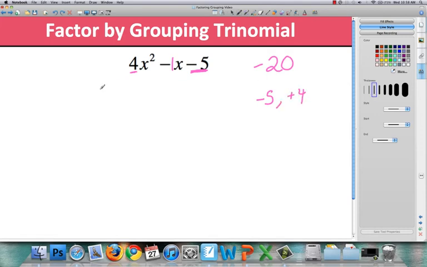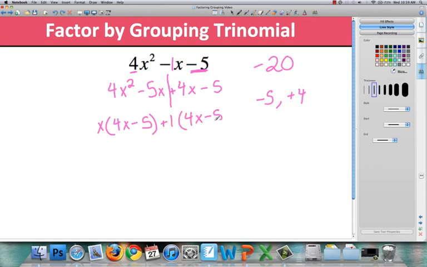So I want to rewrite this as 4x squared minus 5x plus 4x minus 5. And just like we saw in the last example, it doesn't matter if you write minus 5x first or plus 4x first. So I want to separate this down the middle into two binomials, and I want to look for a GCF in the first part. So my GCF of 4x squared minus 5x is an x. So I take out an x, and I'm left with 4x minus 5. Then in my second half, my GCF is really only a 1. So I'm going to write plus 1, and I'm left with 4x minus 5.